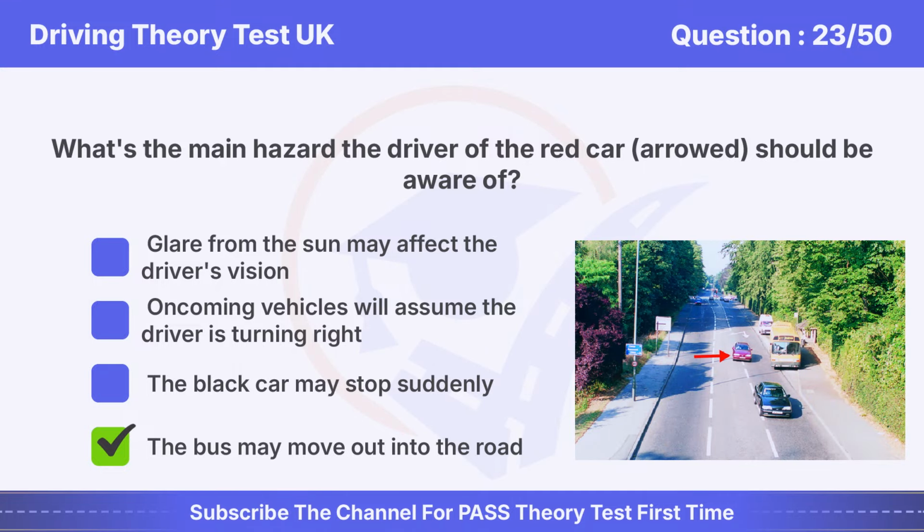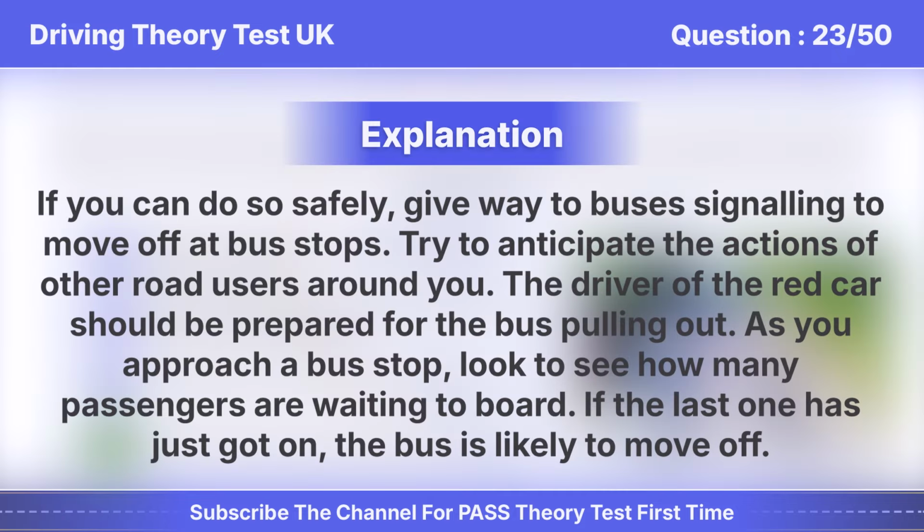Answer is D. The bus may move out into the road. If you can do so safely, give way to buses signaling to move off at bus stops. Try to anticipate the actions of other road users around you. The driver of the red car should be prepared for the bus pulling out. As you approach a bus stop, look to see how many passengers are waiting to board. If the last one has just got on, the bus is likely to move off.